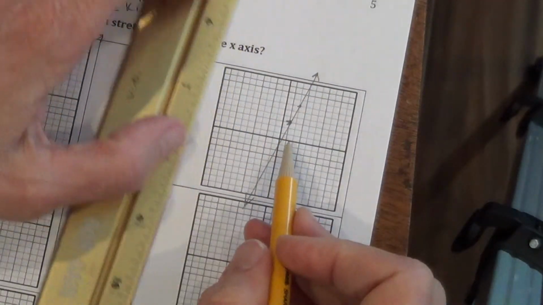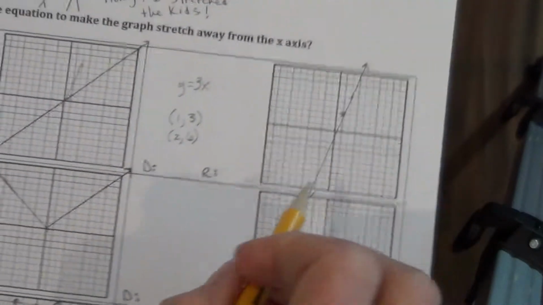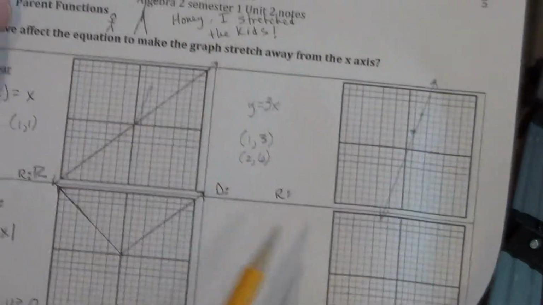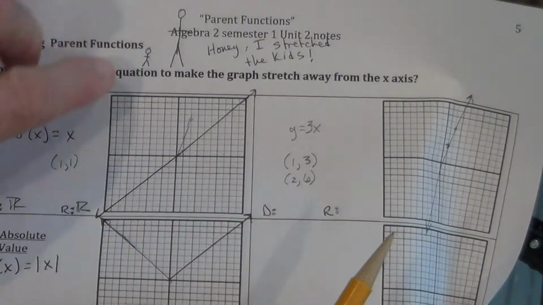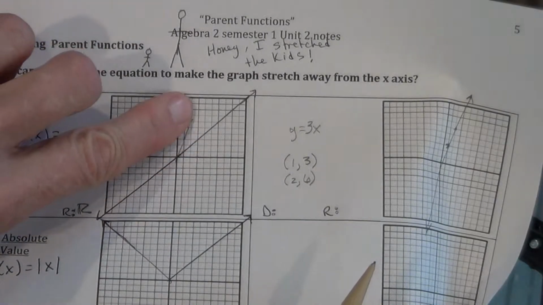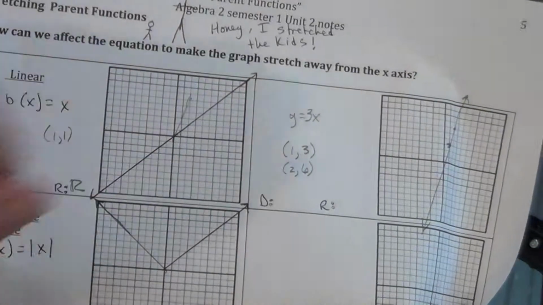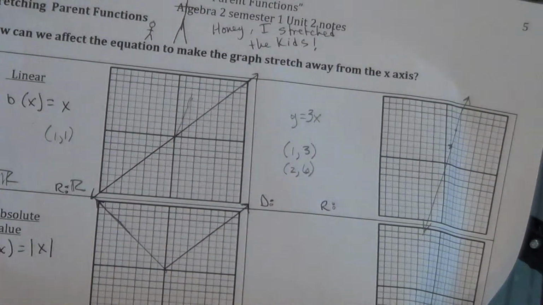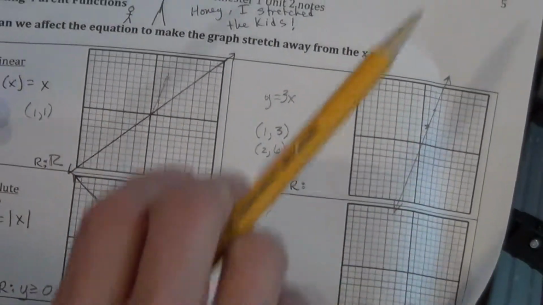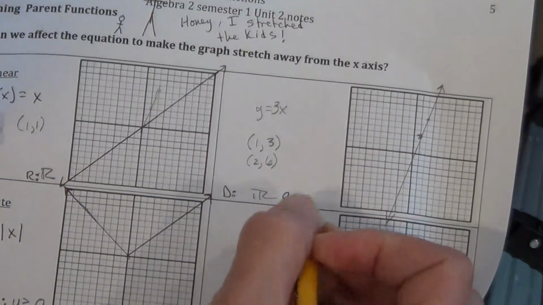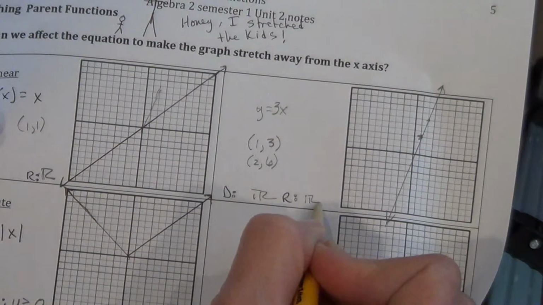We just pulled him clear off that x-axis, didn't we? So the parent function, we accomplished what we wanted. We wanted to pull him up, stretch him away from it. We've got him stretched away simply by putting that 3 in there. Okay, the domain is not affected. It's still real numbers. The range is still real numbers.